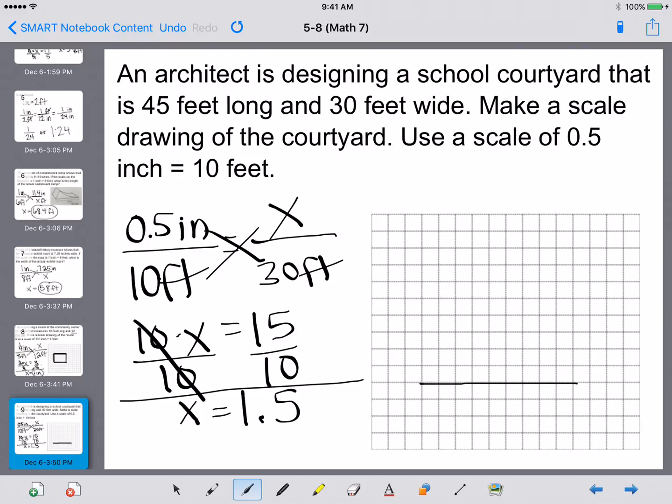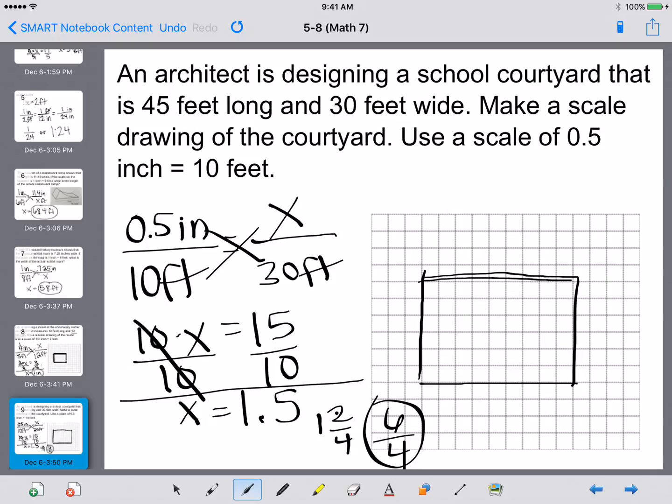1.5, which if we put that in fourths would be 1 2/4. Get it in an improper fraction. 4 times 1 is 4, plus 2 is 6/4. So we need to fill out 6 of these boxes. So we have 1, 2, 3, 4, 5, 6. And then we just close up our box, and I'm still not very good at drawing that. That's supposed to be right along that line. And there's our scale model of the courtyard.